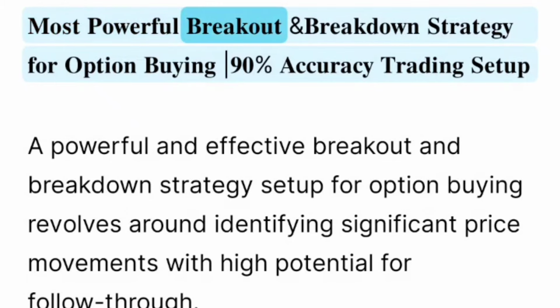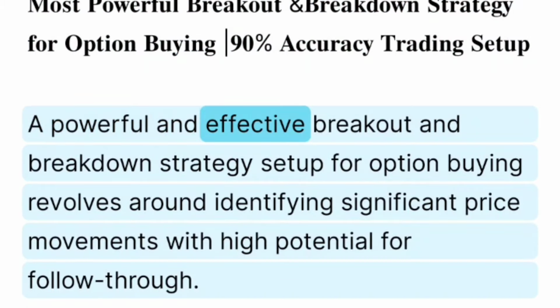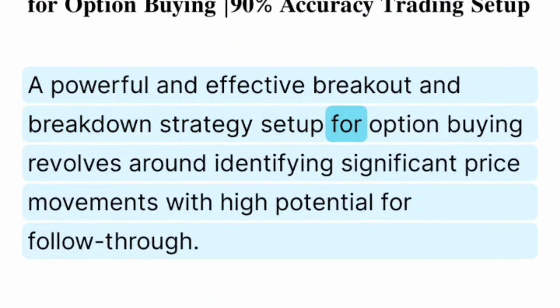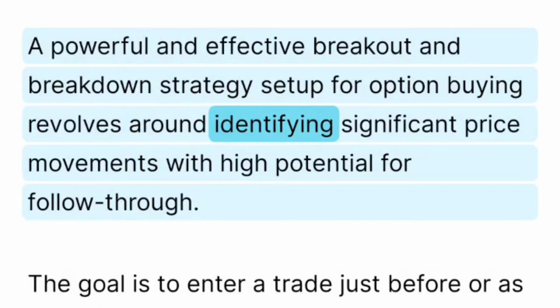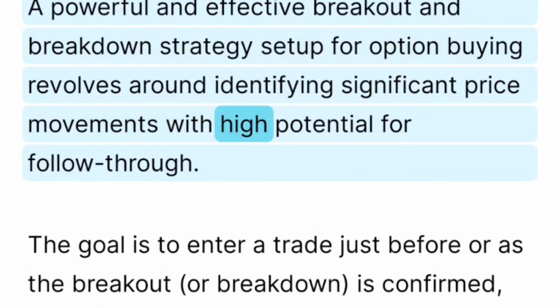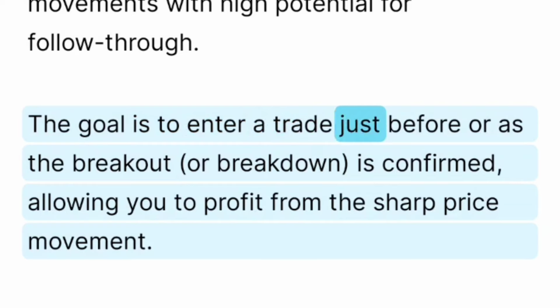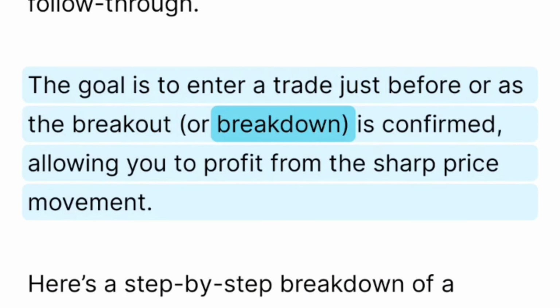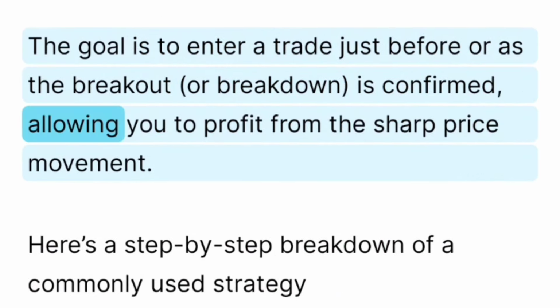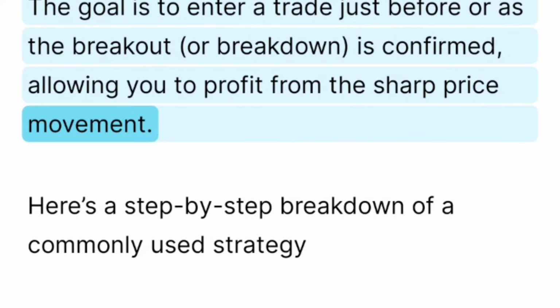Most powerful breakout breakdown strategy for option buying, 90% accuracy trading setup. A powerful and effective breakout and breakdown strategy setup for option buying revolves around identifying significant price movements with high potential for follow-through. The goal is to enter a trade just before or as the breakout or breakdown is confirmed, allowing you to profit from the sharp price movement.